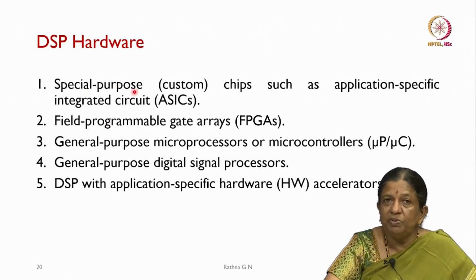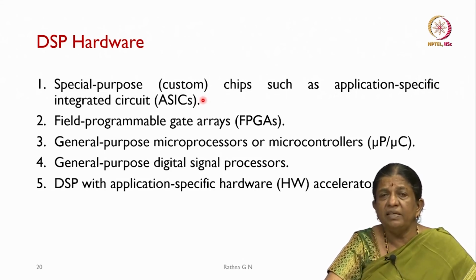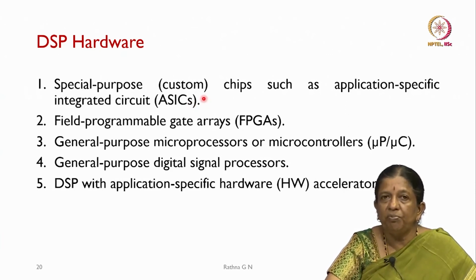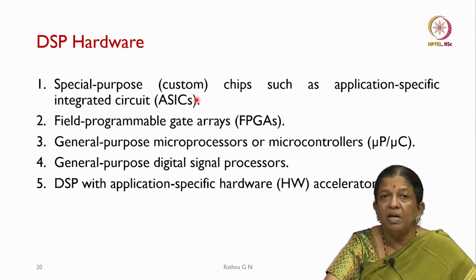One is the special purpose, that is, usually we custom build the chips, such as application specific integrated circuits. We call them ASICs. One of the advantages is that if you are going for a very huge volume, the cost of the units is going to be very less. We will be seeing in a while how they compare. Then it is worthwhile going for the special purpose processor.